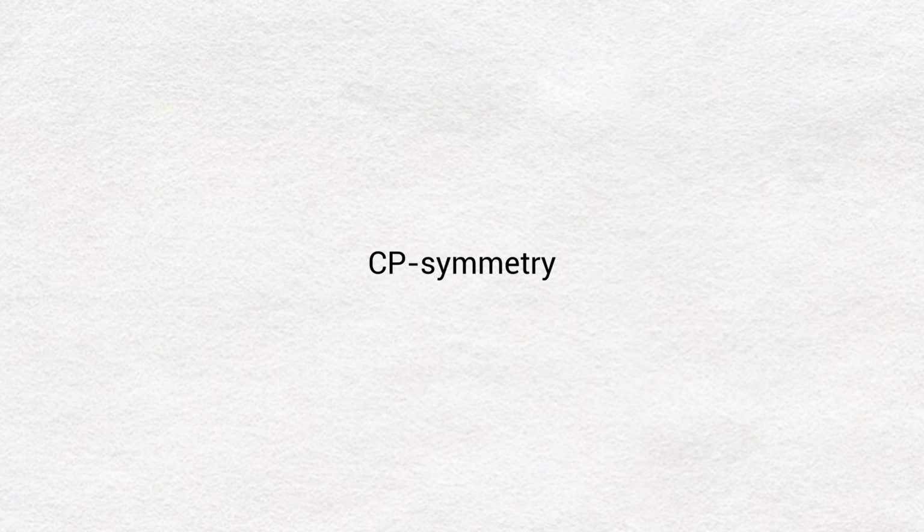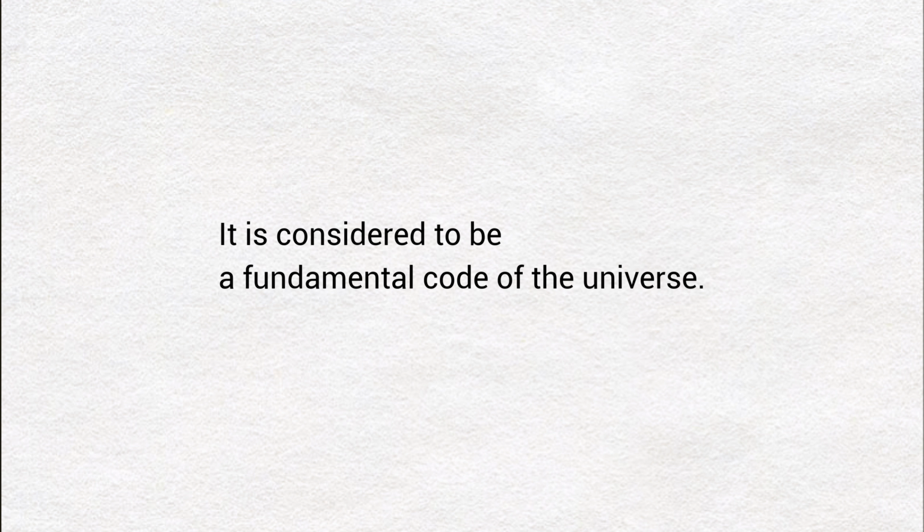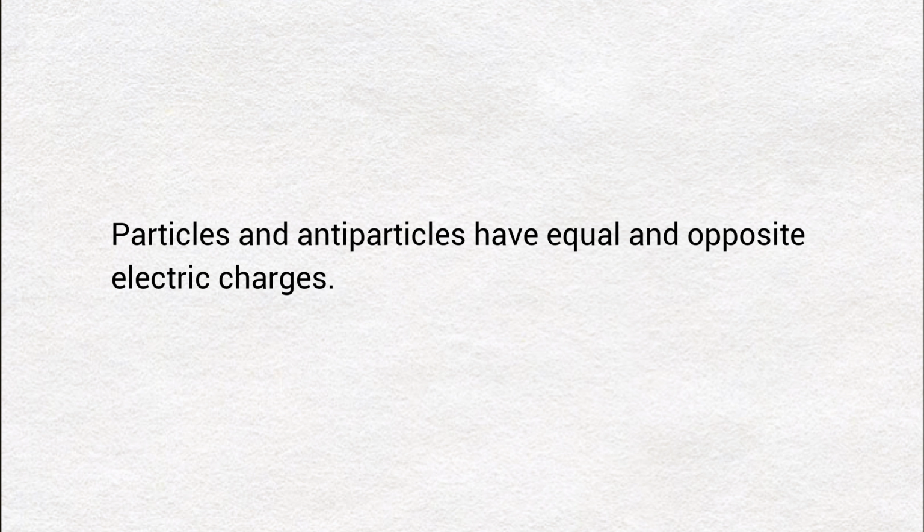CP symmetry. CP symmetry is the combination of C symmetry and P symmetry. It is considered to be a fundamental code of the universe. First, we will discuss C symmetry. Particles and antiparticles have equal and opposite electric charges.